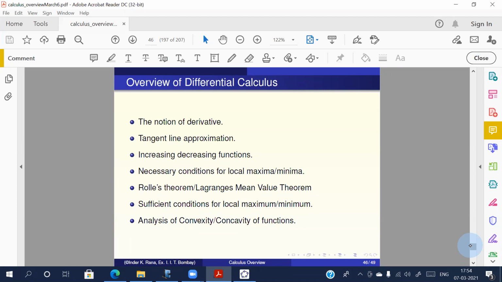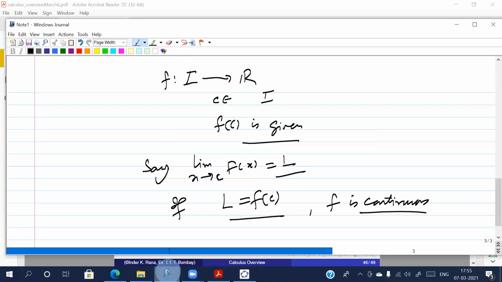Let me briefly say the notion of derivative is precisely making the concept of drawing tangents precise: the derivative of a function at a point is the slope of the tangent at that point. Many students make a mistake when asked what the derivative is, they say it is the tangent. Derivative does not give you the tangent, it only gives you the slope of the tangent at that point.